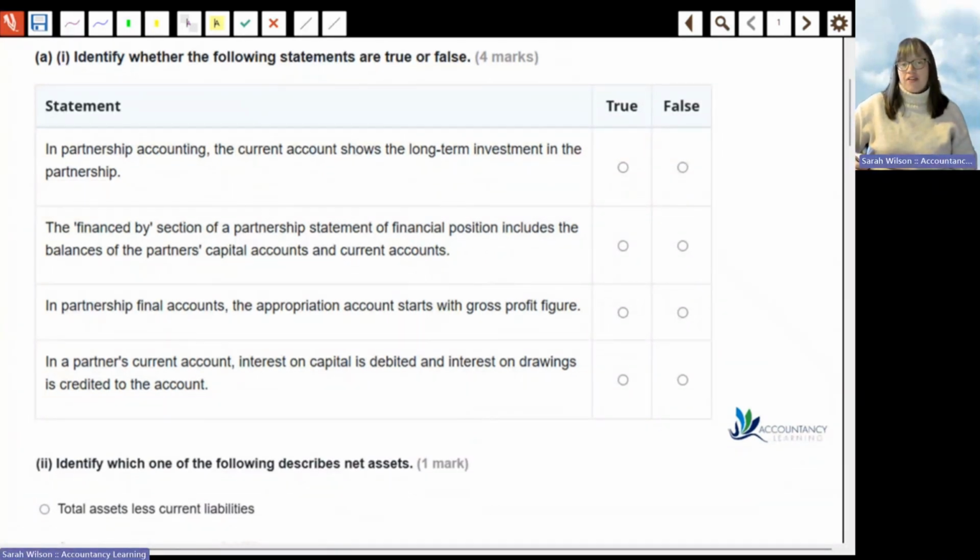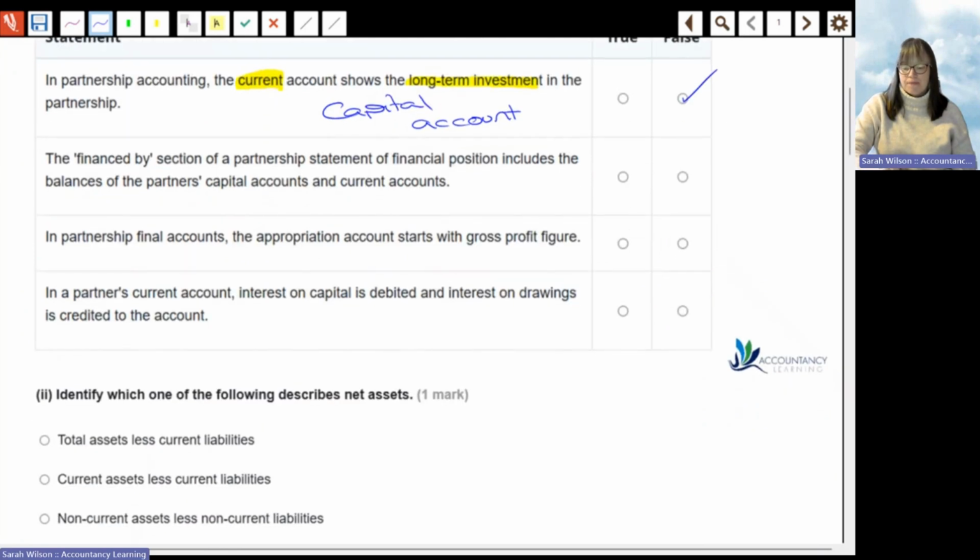In partnership accounting, the current account shows the long-term investment in the partnership. So make sure we're reading this properly. Current account, long-term investment. So this should be the capital account. The long-term investment by a partner is their capital in the business. So the long-term investment will show in the capital account, and the current account will be the day-to-day transactions that affect what the business owes them or what they owe the business. So that first one is false.